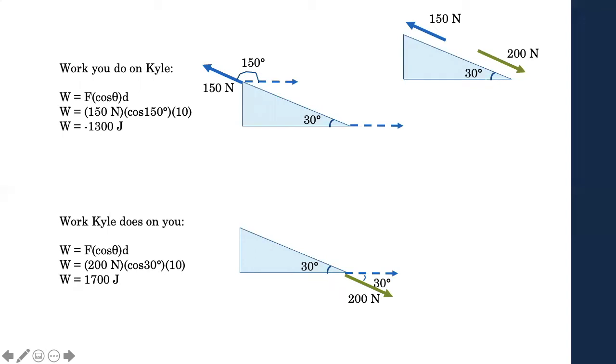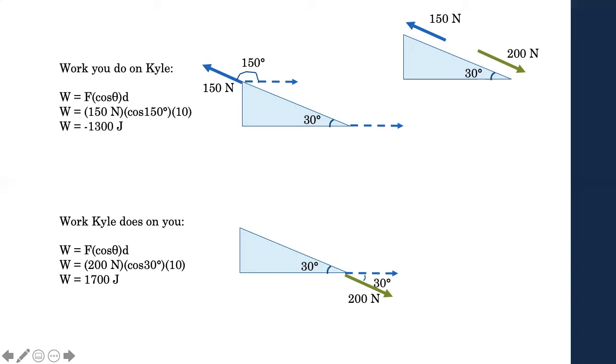Does it make sense how I got to 150? You can sort of see it from the picture. And for the work Kyle does on you, you would use an angle of 30 degrees. It's 30 degrees below the horizontal in this case. And so 200 newtons is what the dog's pulling, cos of 30 degrees, times 10 meters. And that gives you 1,700 joules.